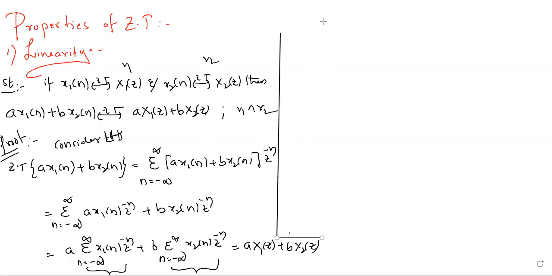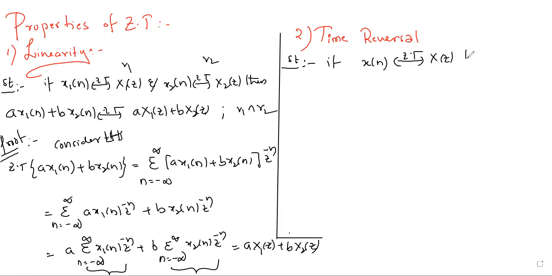Okay, next property: time reversal. Write the statement. If the Z transform of x of n is X of z, then the time reversal property states that the Z transform of x of minus n will be X of z inverse. Proof.